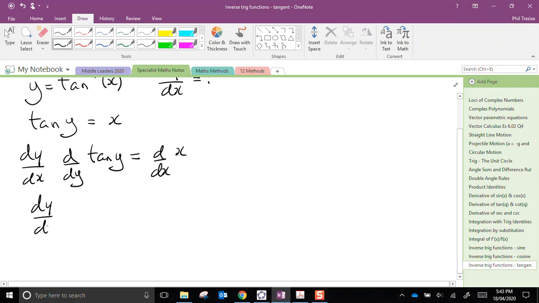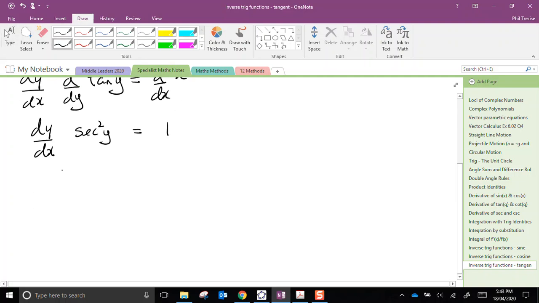So dy dx, now derivative of tan, if you don't remember, you can check one of my previous videos about this. The derivative of tan is sec squared y, and the derivative of x, of course, is 1. So let's just take a bit more of a look at what we've got to deal with here. Dy dx, yes, would be 1 over sec squared y.